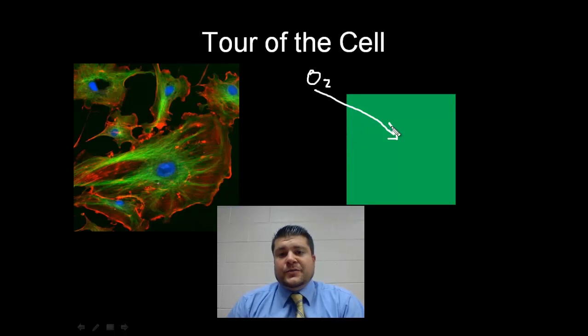When molecules move in or out of the cell, we call that diffusion. And we need to move out carbon dioxide. Well, if the volume's really big and the surface area is really small, it's going to take a long time for those molecules to move in and out of the cell.